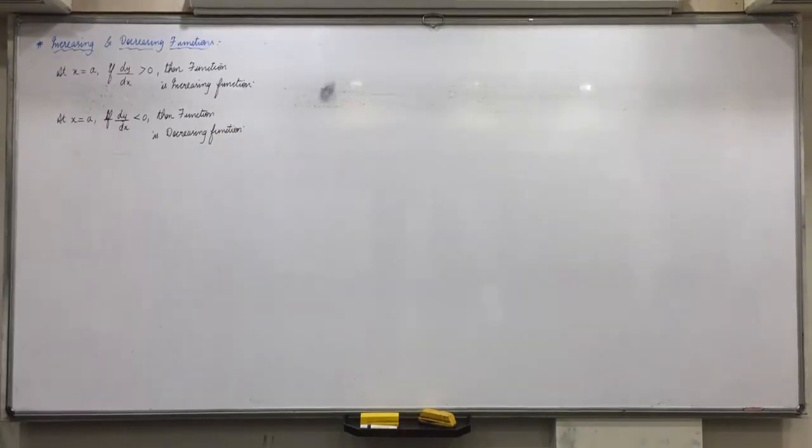Last 50 times. Okay? So all are clear with this concept. We just have to find dy by dx. If it comes positive, it's an increasing function. If it comes negative, it's a decreasing function. Page number 197. Question number 14.